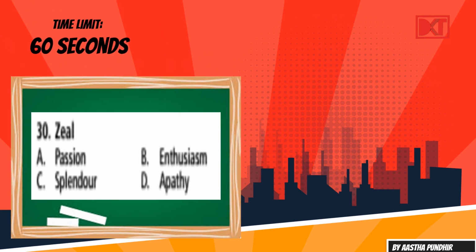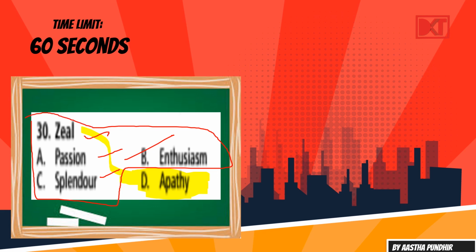Okay, so here the next word is zeal. The options are passion, enthusiasm, splendor, and apathy. So here the antonym of zeal is apathy. Apathy actually refers to the state where someone lacks enthusiasm, lacks energy. Alright. Whereas other words like zeal, passion, enthusiasm, splendor, they refer to the nouns involving a lot of enthusiasm and energy and interest. Okay.